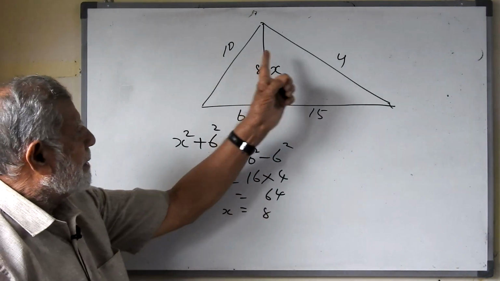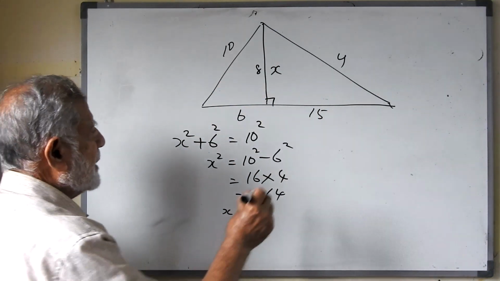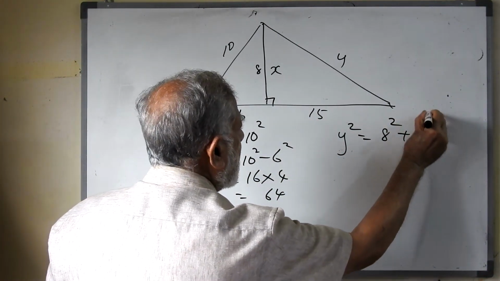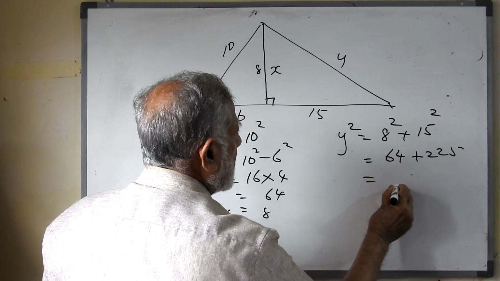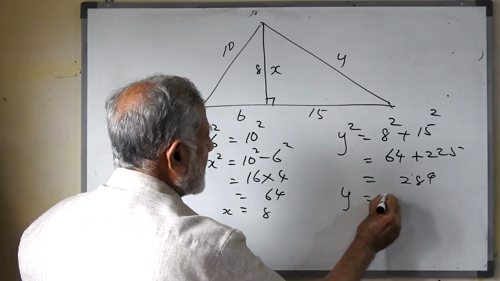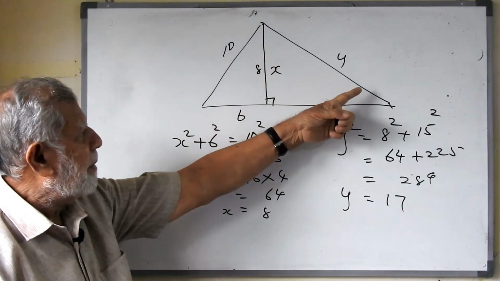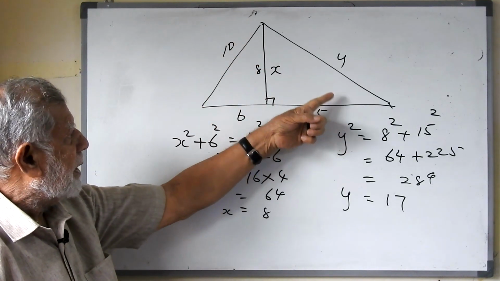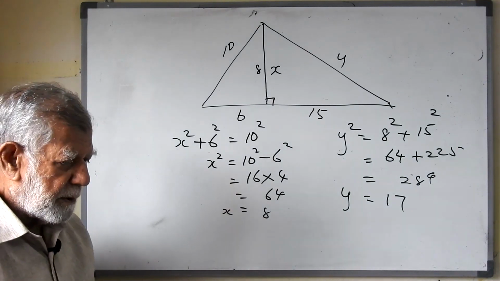Now we take this triangle and we apply the Pythagoras formula. So y squared equal to 8 squared plus 15 squared, that is equal to 64 plus 225, that is equal to 289. So y is equal to 17. Here we are directly applying the Pythagoras theorem. Hypotenuse square is equal to 8 square plus 15 square, that is equal to 64 plus 225, 289. So y is equal to 17.